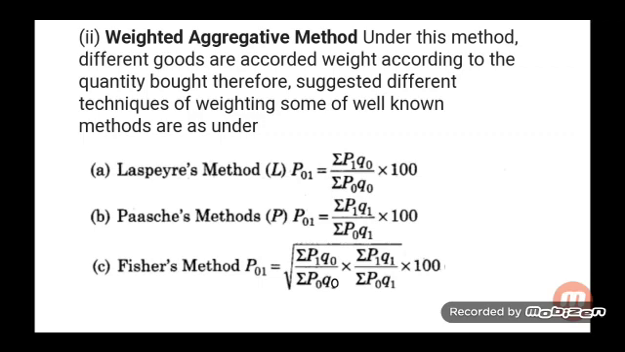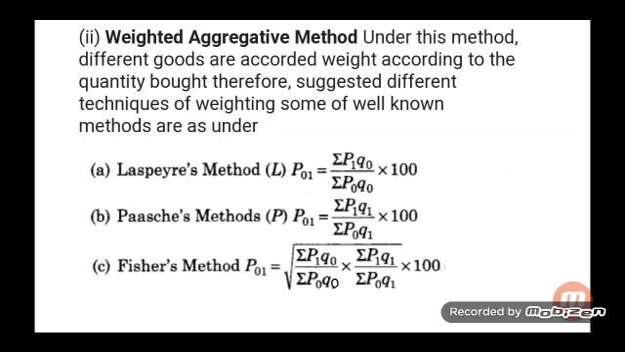First one is Laspeyres' method, that is represented by L. P01 is equal to sigma P1 Q0 upon sigma P0 Q0 into 100. Second is Paasche's method, that is represented by P. P01 is equal to sigma P1 Q1 upon sigma P0 Q1 into 100. And the third is Fisher's method, P01 is equal to under root sigma P1 Q0 upon sigma P0 Q0 into sigma P1 Q1 upon sigma P0 Q1 into 100.